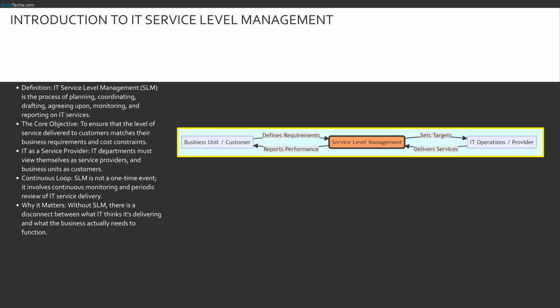This diagram illustrates the central role of service level management. On the left, we have the business unit or customer, who defines their requirements. On the right, IT operations, the provider, delivers services. SLM sits in the middle. It translates business requirements into technical targets for IT, and conversely, it translates IT performance data into readable reports for the business. It is the translator and the negotiator.